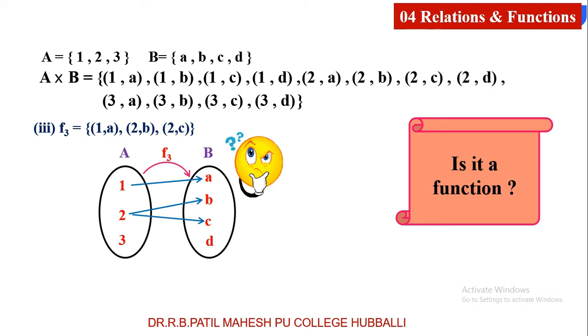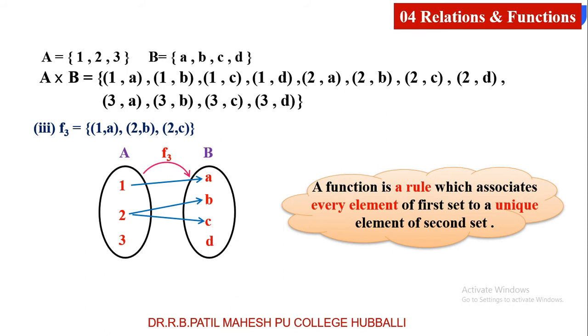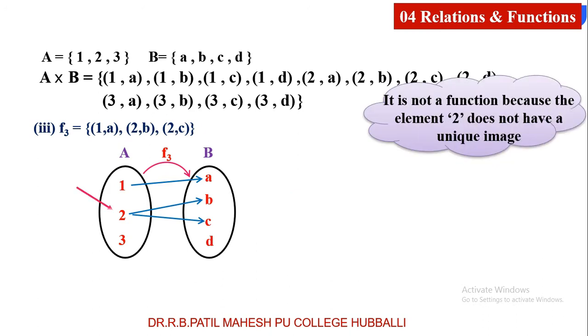Dear students, can you think, is it a function? What is the function definition? A function is a rule which associates every element of first set to a unique element of second set. Again it fails. It is not a function because the element 2 does not have a unique image. The element 2 does not have a unique element in the second set. Therefore this is not a function. So F1, F2, F3 are just relations from A to B. These are not functions from A to B.